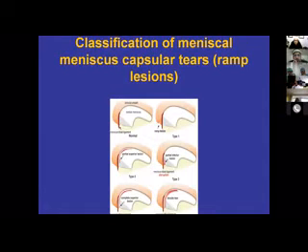Classification again of ramps. That's the normal meniscotibial ligament, a ramp lesion appearing here as type 1 inferior, type 2 is partial superior, type 3 is partial inferior, type 4 is complete superior, and type 5 is inferior.